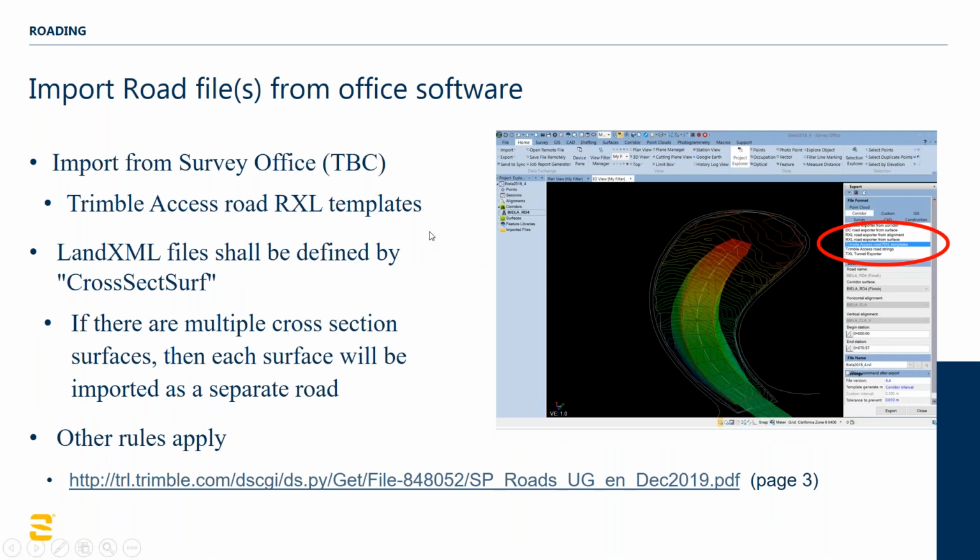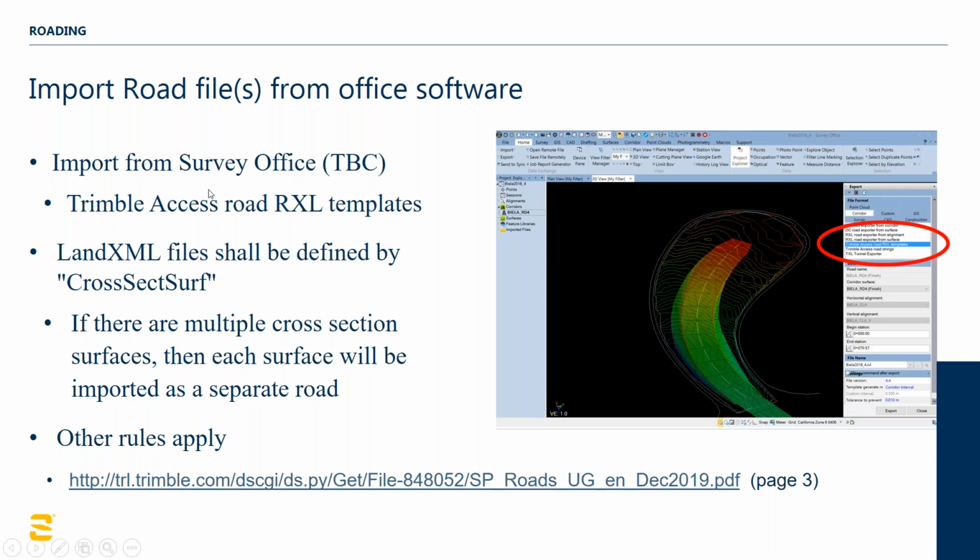So if I'm defining the road in another piece of software, there are some rules that apply. For instance, you can see on the LandXML, the road shall be defined by this term here, the cross-section surface. And if there's multiple surfaces, then each one of those is going to be imported as a separate road.